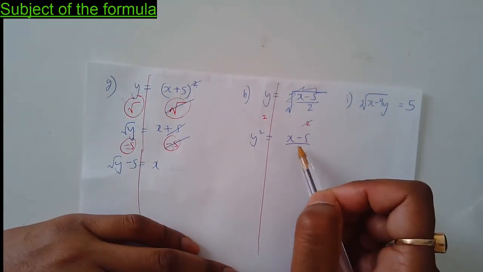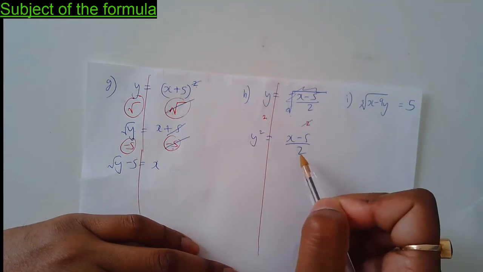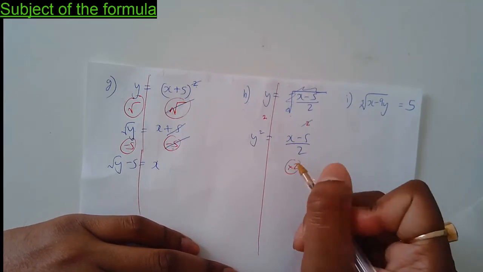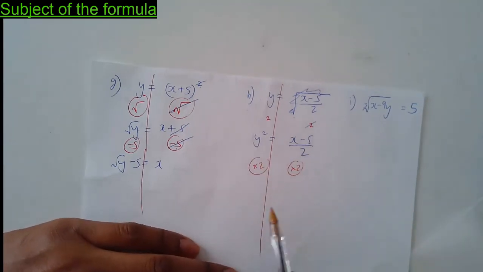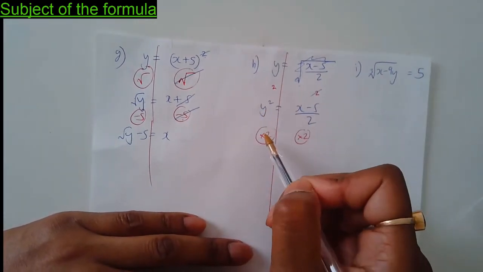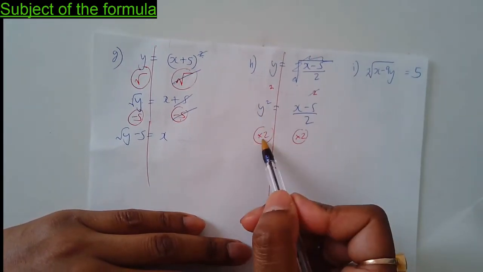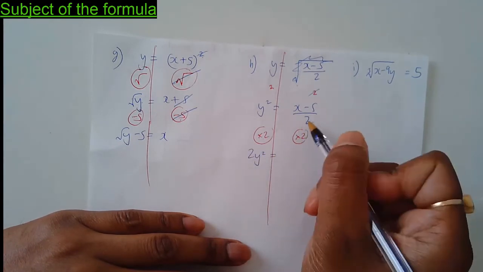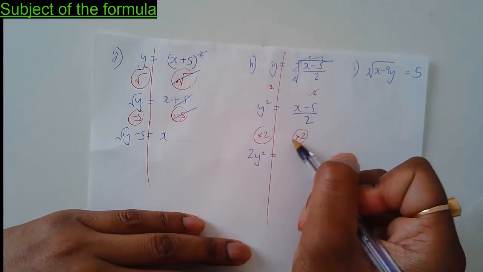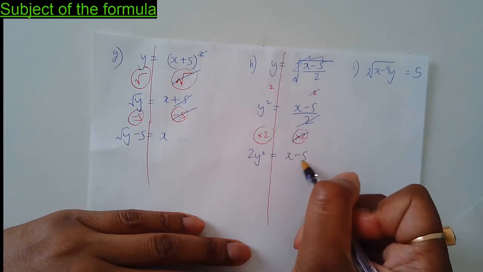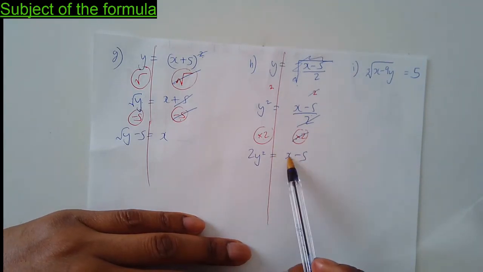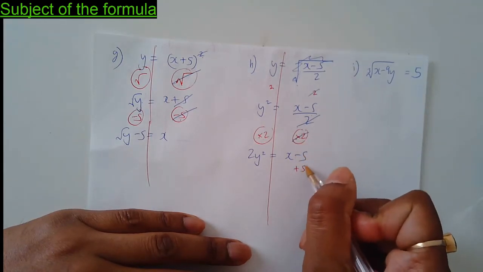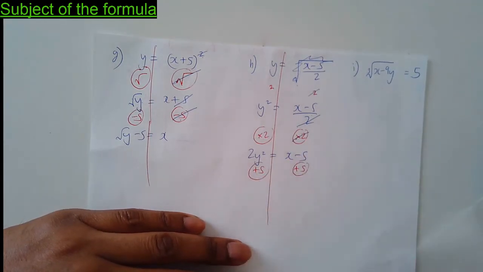right, deal with the fraction now. To get rid of the divide by 2, you need to times by 2. Do the same on the other side. So you're left with 2 times y squared. Divide by 2 is cancelled out by times by 2, you're left with x minus 5. Now to get to the seed, you need to get rid of minus 5. Opposite of minus 5, plus 5. Do the same on the other side.